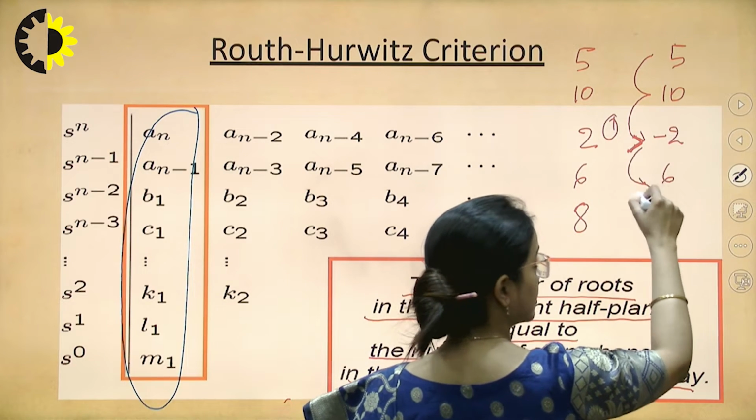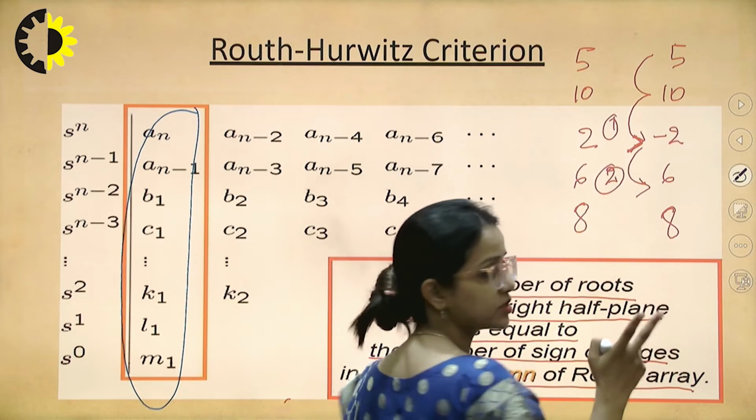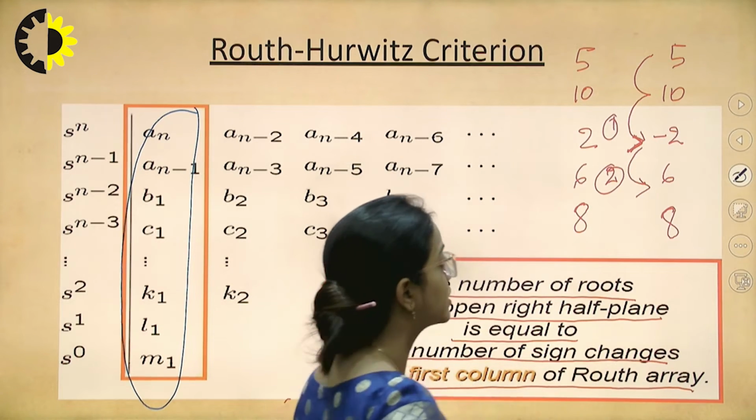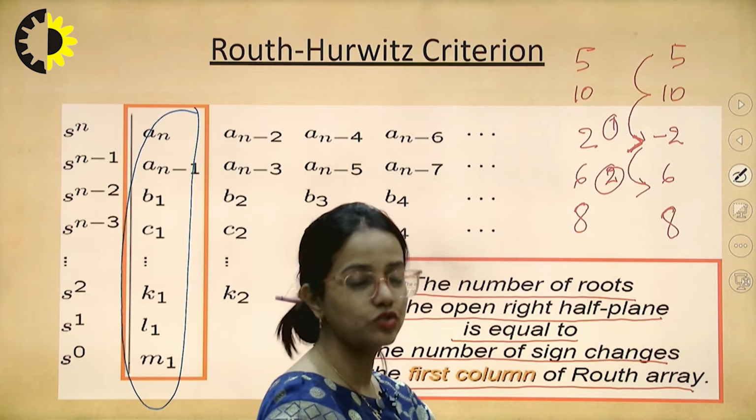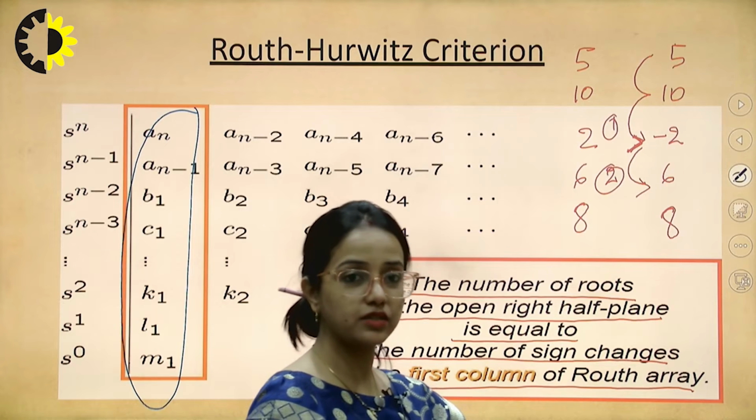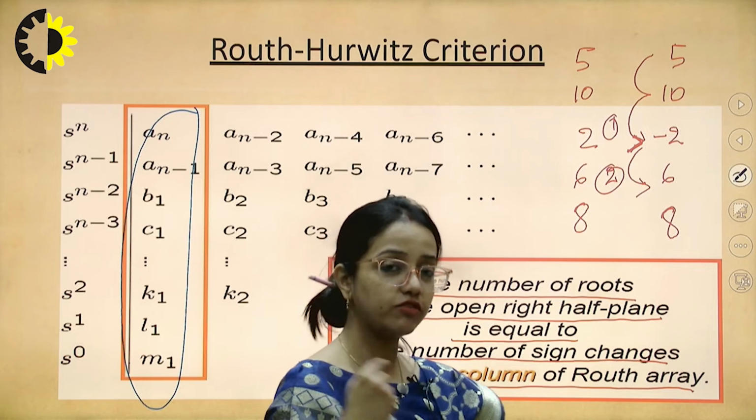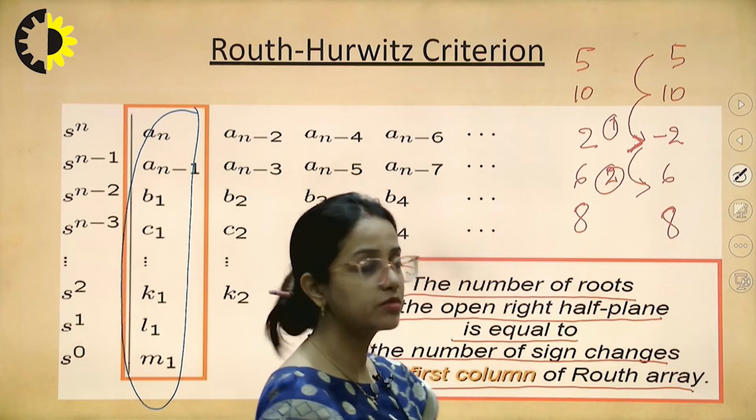Here to here, it is again changing from negative to positive. So it is 2. So 2 times the sign of the coefficients are changing. So we have 2 poles on the right hand side of the S-plane. So it means the system becomes unstable because you have 2 poles. Even if you have one single pole, the system becomes unstable.